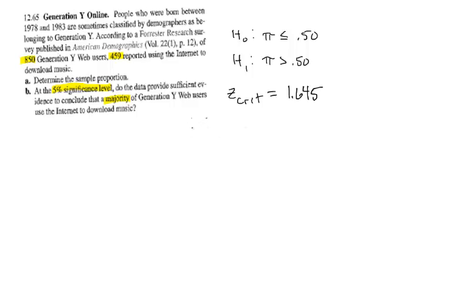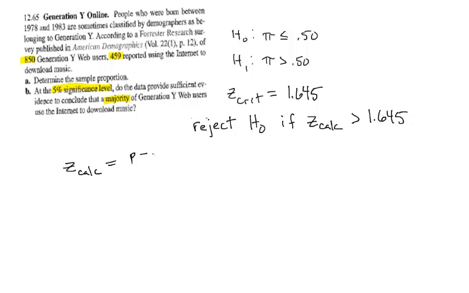And now we can say that we're going to reject H naught if zcalc is greater than 1.645. And now we need to find our zcalc. So zcalc is equal to p minus pi divided by the square root of pi times 1 minus pi, all divided by n.